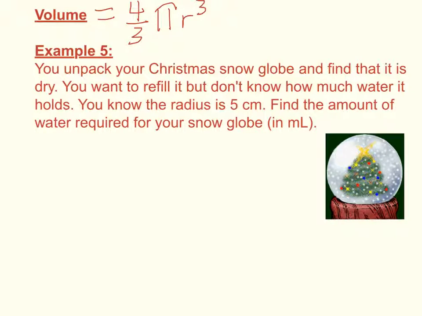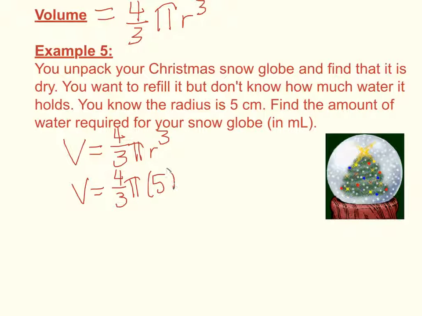We're looking for the amount of water that we need to fill up that snow globe. Are we going to find circumference, surface area, or volume? If you said volume, you're right, because we said the volume is how much that sphere can hold. So let's start with our formula for volume: 4/3 pi r cubed. They give me the radius, which is very nice of them. So I'm going to plug in 5 for my radius. Now it's just a simple arithmetic calculation.